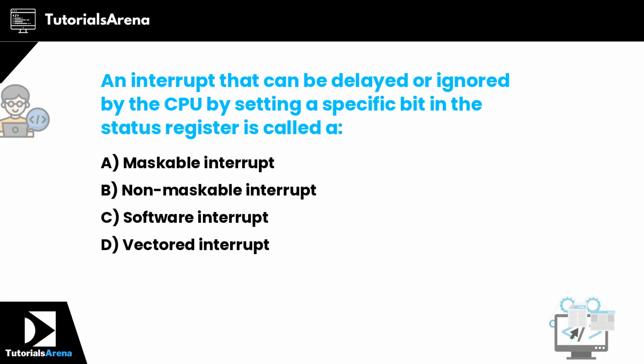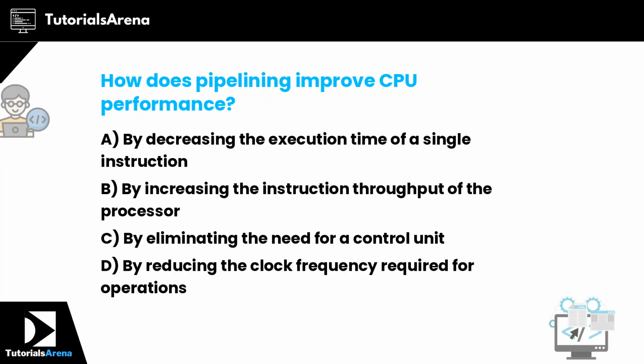An interrupt that can be delayed or ignored by the CPU by setting a specific bit in the status register is called a. The correct answer is option A, maskable interrupt. How does pipelining improve CPU performance? The correct answer is option B, by increasing the instruction throughput of the processor.